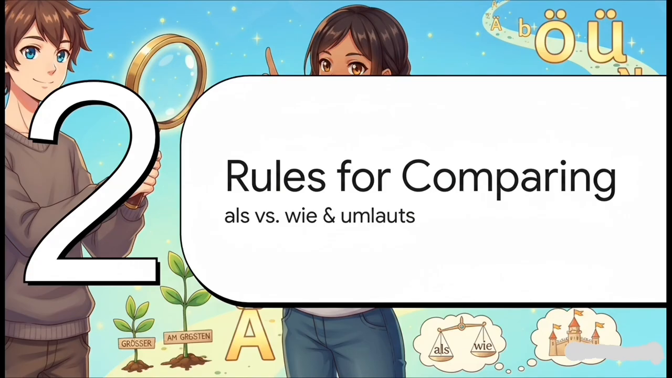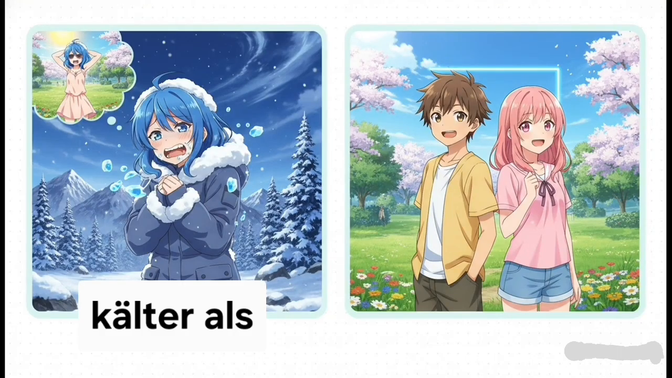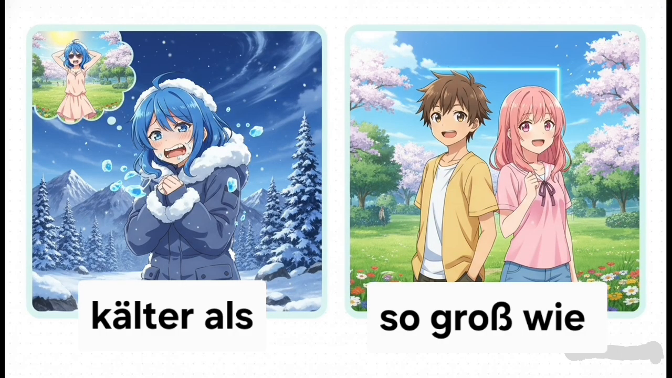Okay, let's build on that foundation. Knowing the endings is a great start, but connecting your ideas properly and getting the pronunciation right is the next big step. This section covers two absolutely crucial rules for doing just that. Now, this is a big one, so listen up. To say something is colder than yesterday, you need to use the word als. So, heute ist es kälter als gestern.